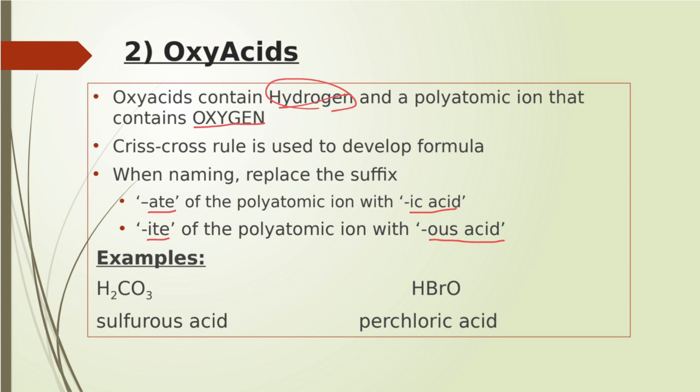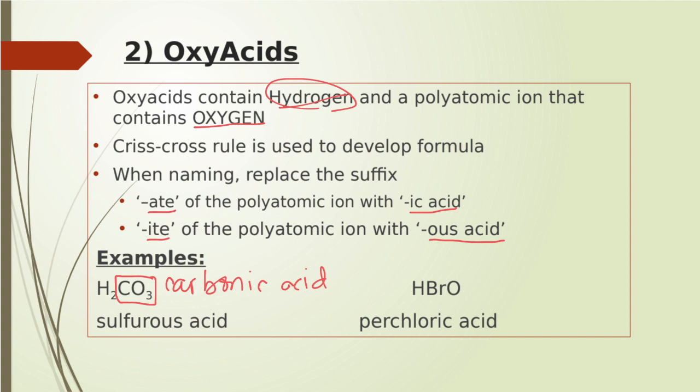So H2CO3. Right away you can tell that this is an oxyacid. We've got a polyatomic ion and we have oxygens. So all you care about is this right here. What is the name of CO3? Off you go, you look it up, you see it's carbonate. So we're going to replace ate with ic acid. We're going to call this carbonic acid.